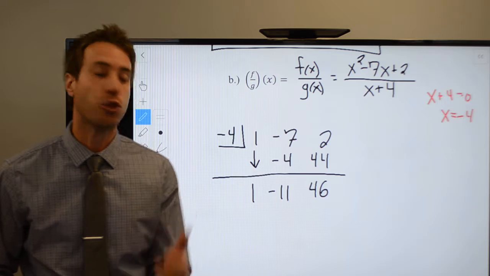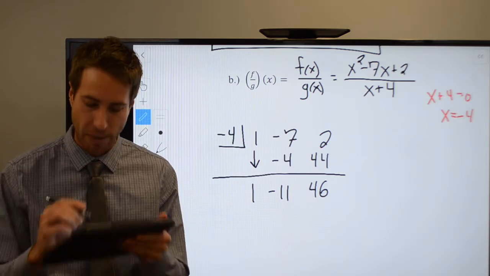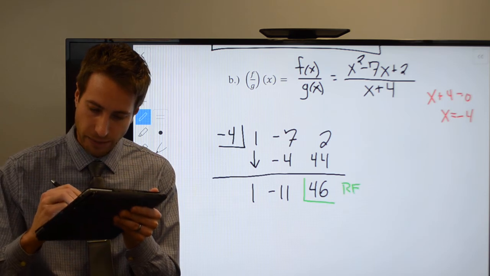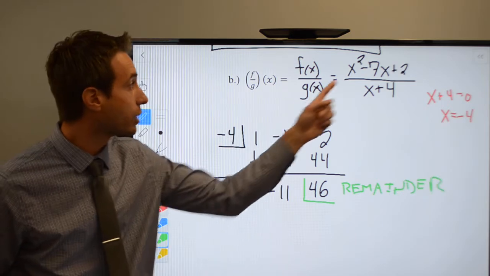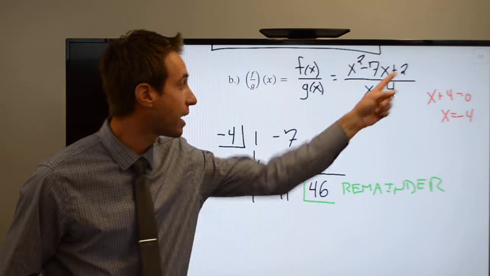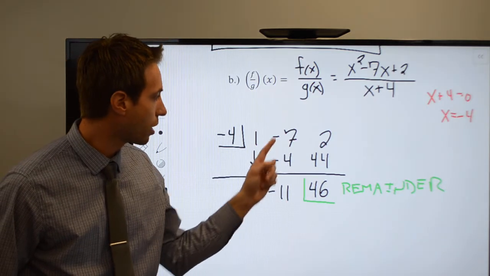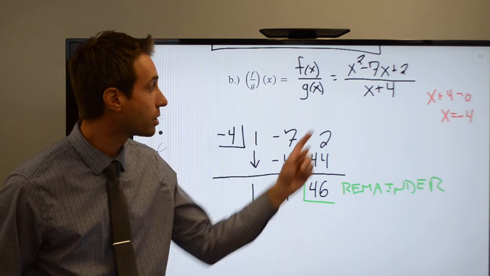Okay, remember, the way this works, that last number is always going to be your remainder. This guy at the end is always going to be your remainder. Let me make sure I did that right. It should be a positive 1, negative 7, positive 2. Bring down the 1. It's going to be a negative 4, negative 11, positive 44. It's a positive 2. Awesome.